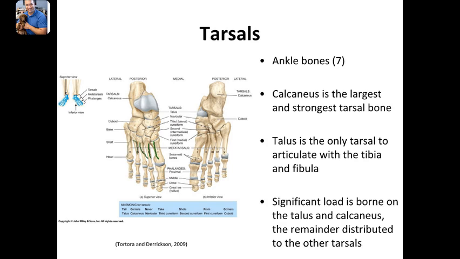Want to take note, be reminded that there's significant load or force borne on the talus and the calcaneus, tarsals in specific, and that a lot of your combined force from your glutes, pelvic muscles, and thigh muscles is going to be focused at the tip of your big toe when you walk. So the other tarsals are about transferring force to that big toe.